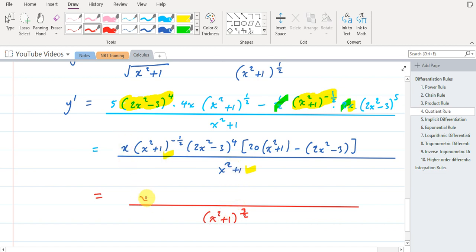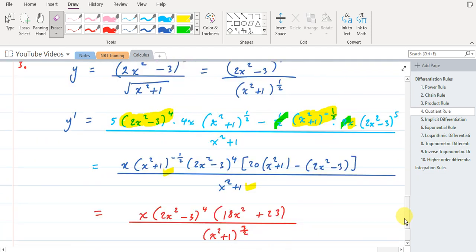So what we are left with now is x into 2x squared minus 3 to the power 4 into, we have 20x squared minus 2x squared, which is 18x squared. Then we have 20 plus 3, which is 23. And that is my final answer.